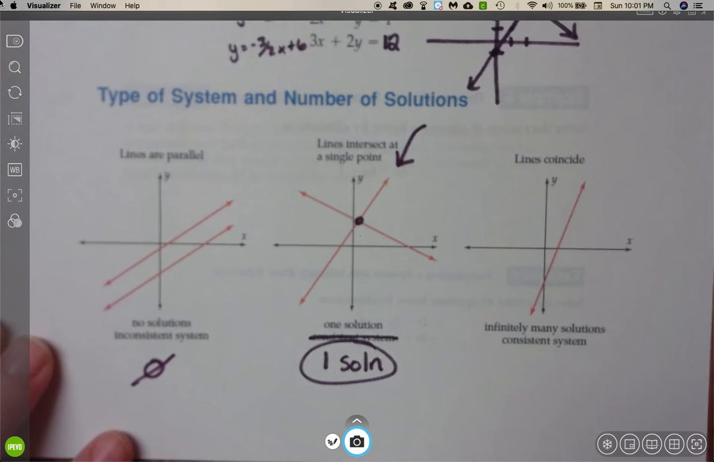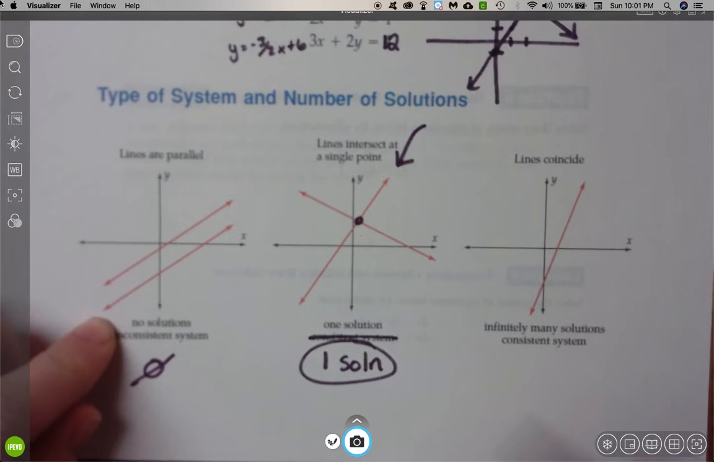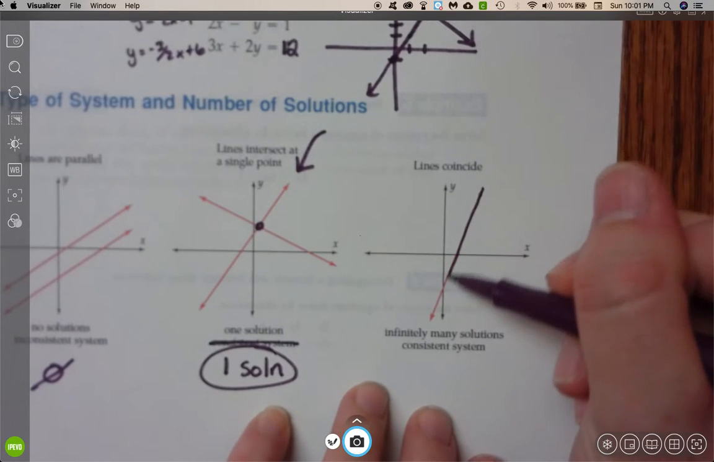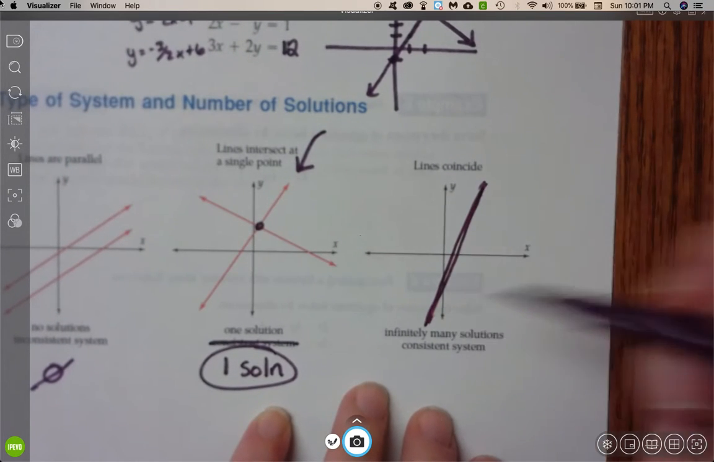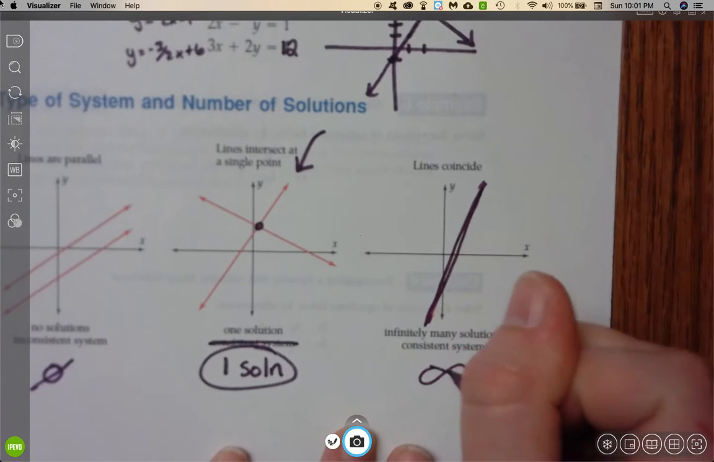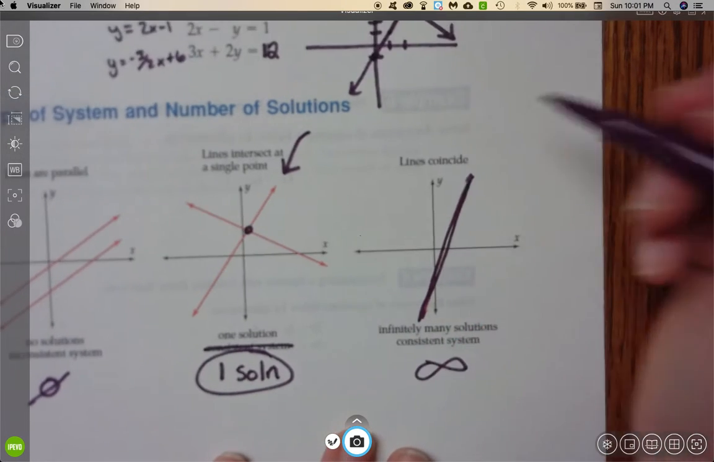So a lot of times we will write it like this because they're not touching ever. Okay, and then sometimes you will have a scenario where both equations are the same. They're exactly the same equation and they're living on top of each other, in which case they have infinitely many solutions. Okay, they're touching at infinitely many points.